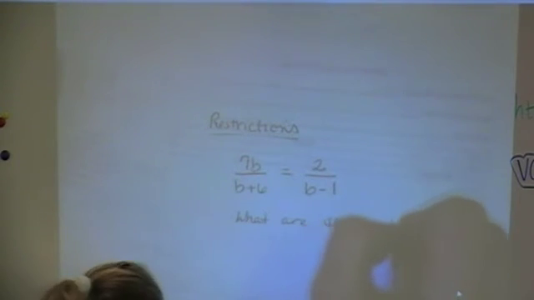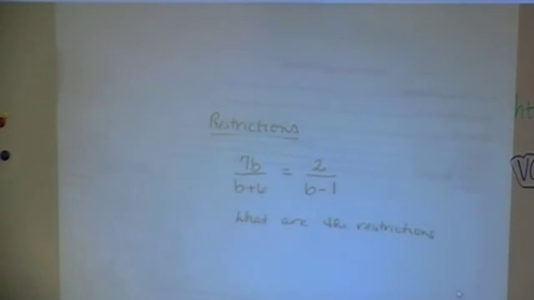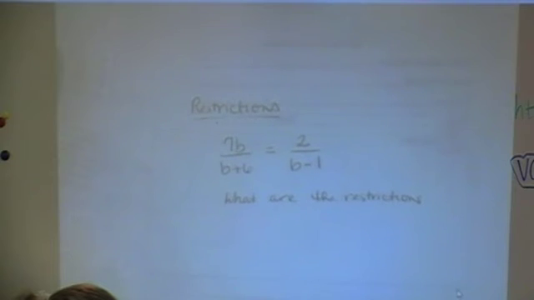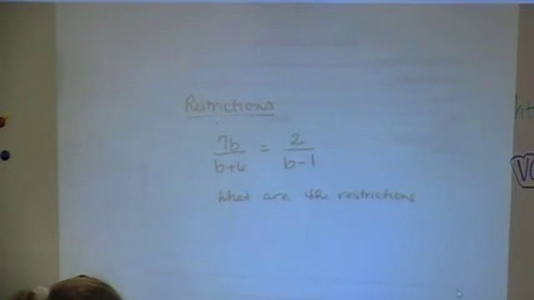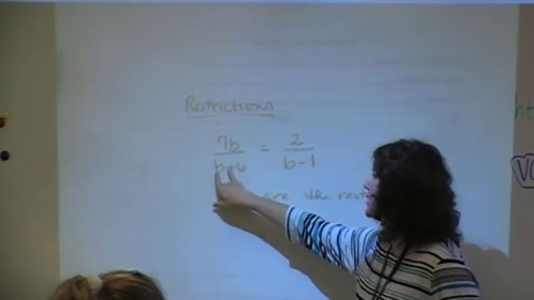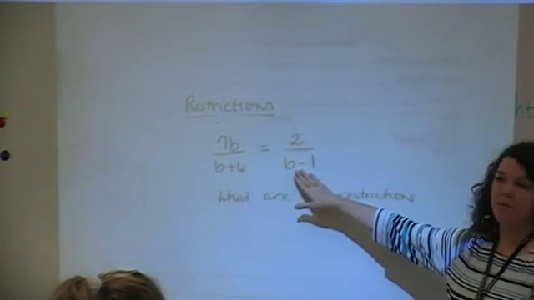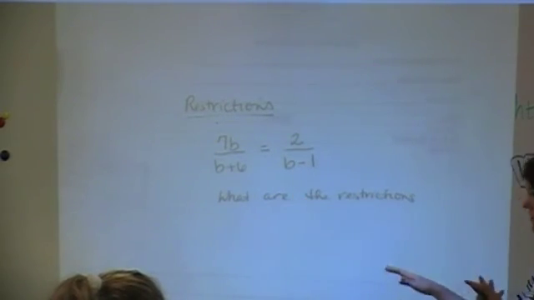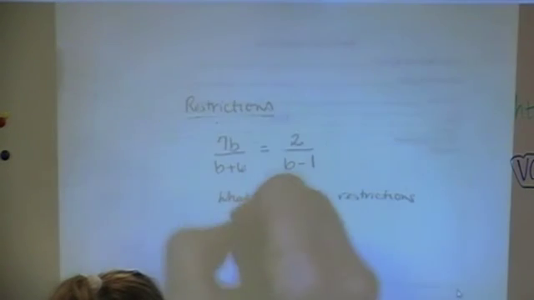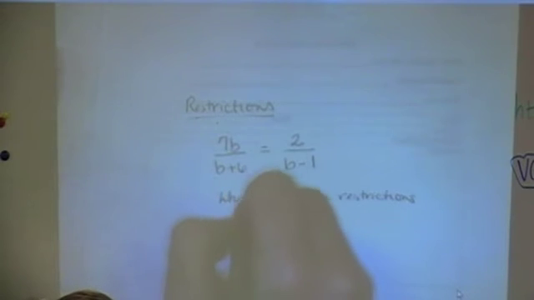Well, what causes these things to have restrictions in the first place? For it to equal what? 0. Right, the bottom can't equal 0. So the restrictions are whatever would cause that to happen. So in this case, b cannot be -6, because if I put a -6 right here, that would be 0, and that won't work. b cannot be 1. It can't be either of those things because neither of the denominators can go to 0. So the restrictions are -6 and 1.